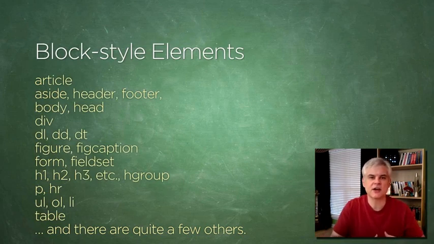Then there are elements that are used to produce a block of space on the screen. Typically these are used as containers that hold other items, but not always. But here's a quick list of box style, or rather block style elements that we've covered that fit into this category. The article, the aside, the body, the div, the definition list, definition term, and definition description, field set, figure, fig caption, footer, form, head, H1, H2, H3, and so on, header, H group, and so on, okay? And there's quite a few others as well. This is not a comprehensive list.